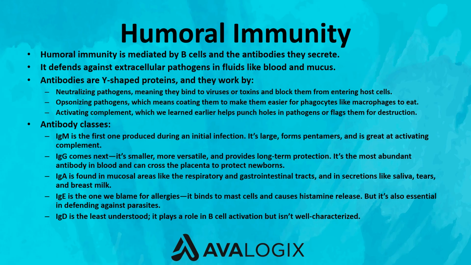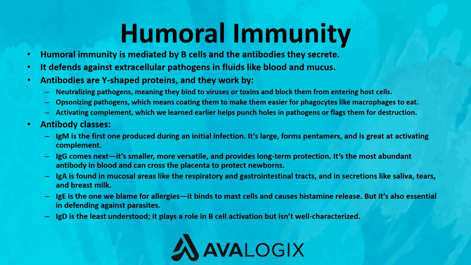Now, let's talk about the antibodies themselves, also known as immunoglobulins, or Ig for short. They're Y-shaped proteins, and they work by neutralizing pathogens, meaning they bind to viruses or toxins and block them from entering host cells. Opsonizing pathogens, which means coating them to make them easier for phagocytes like macrophages to eat. Activating complement, which we learned earlier, helps punch holes in pathogens or flags them for destruction.